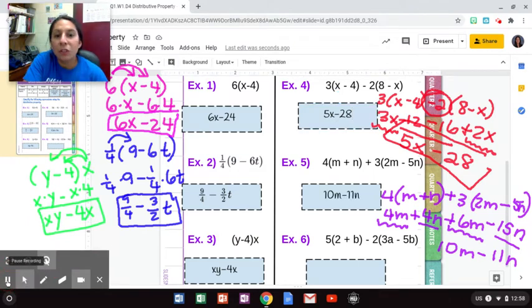Go ahead and try example 6 and pause this video to see if you can get it. Check your answer with what I got here for example 6 and see if you got it correct.